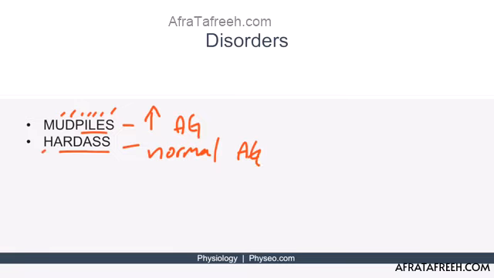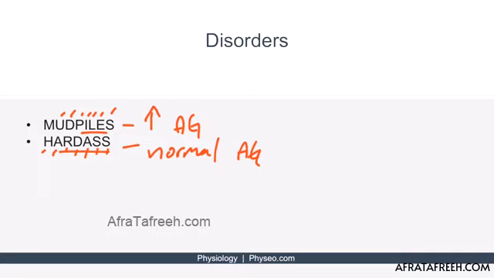Likewise, the mnemonic HARD-AS is used to remember the causes of a normal anion gap metabolic acidosis. H stands for hyperalimentation, A stands for Addison's disease, R stands for renal tubular acidosis, D stands for diarrhea, A stands for acetazolamide, S stands for spironolactone, and the final S stands for saline infusion.